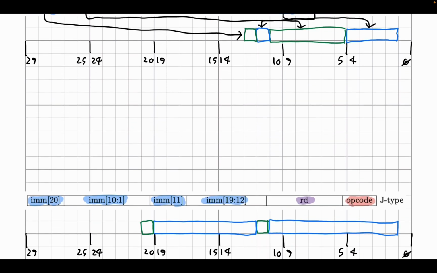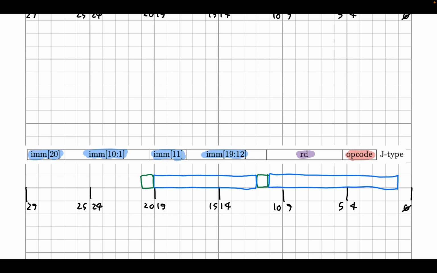If we scroll down here and we look at a J-type instruction, then here, 19 down to 12, that's going to go over here. Bit 11 is going to go into that position. 10 down to 1, that's going to go all the way over here. And 20, once again, is going to go up to here. And so once again, we've got this really messy reordering of the bits.